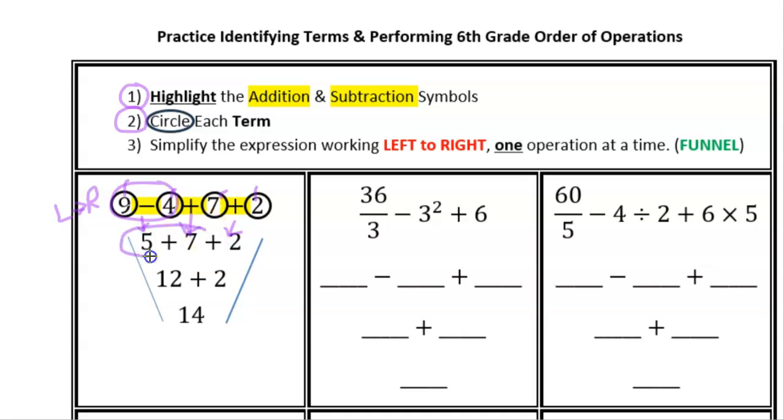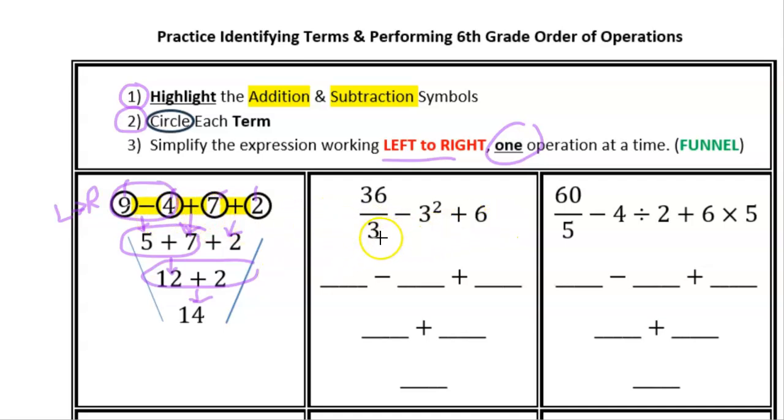Once we've cleared that, we do the next addition, working left to right, and we get 12. And then we bring the plus 2 down because we're only doing one addition or subtraction problem at a time, working left to right. 12 plus 2 is 14. And you've got it done. Again, left to right, one operation at a time. Okay, so those terms that we were given here were all just numbers. It's a pretty basic problem and only had addition and subtraction in it.